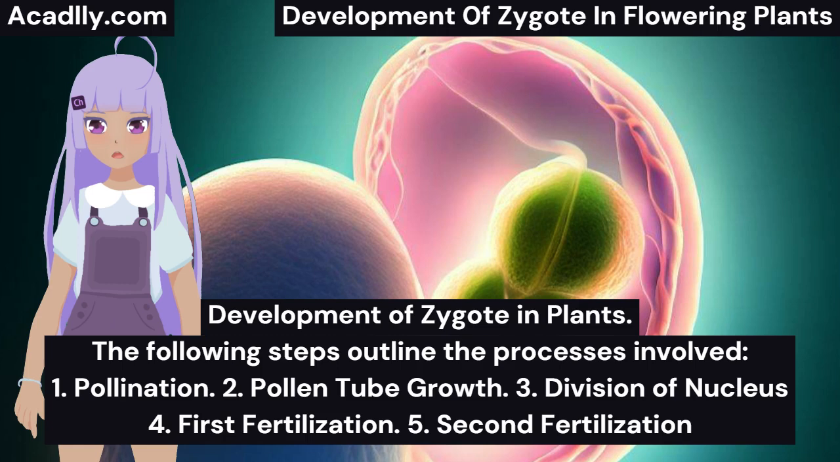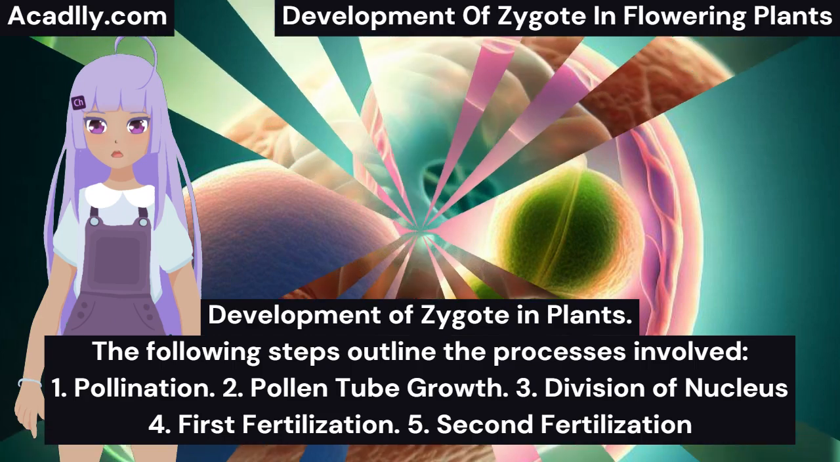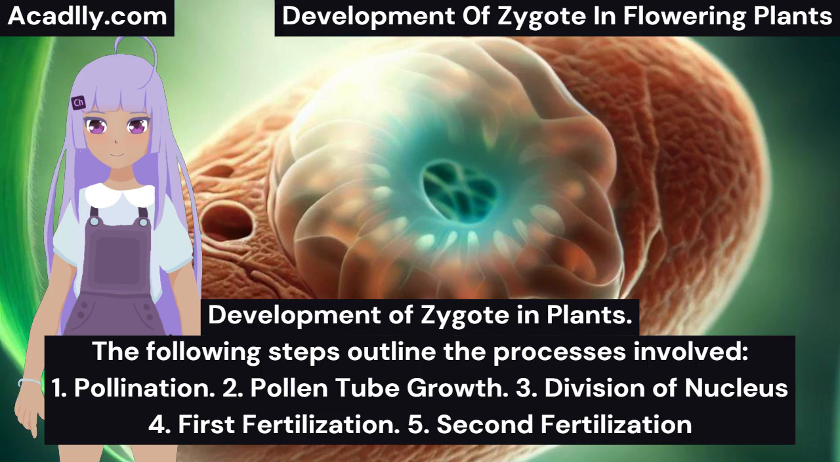3. Division of nucleus. The nucleus of the pollen grain divides into two parts: a large tube nucleus and a smaller generative nucleus. The male nucleus acts as the male gamete. 4. First fertilization. One of the male nuclei fuses with the ovule after its release into the embryo sac, resulting in the formation of a zygote. This zygote develops into the embryo, marking the first fertilization.